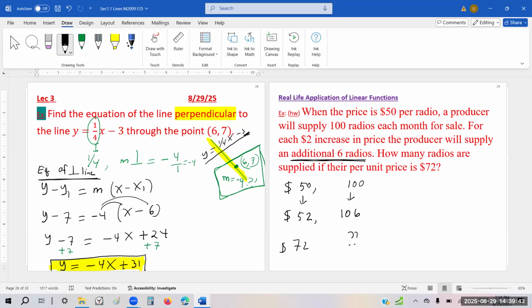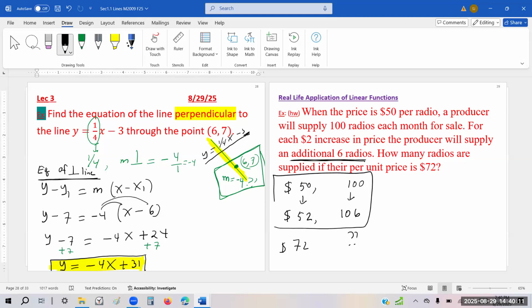$72.50. Okay. 106 or only 6? This is one way of doing it. What is another way of doing it, using the information we learn in this class? No idea?